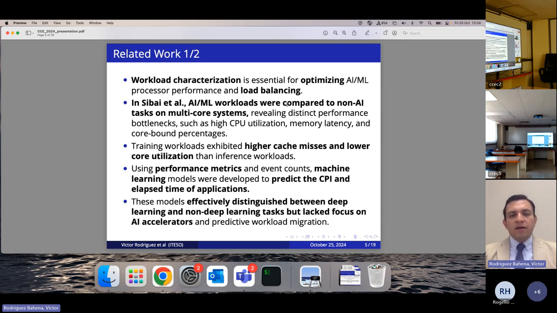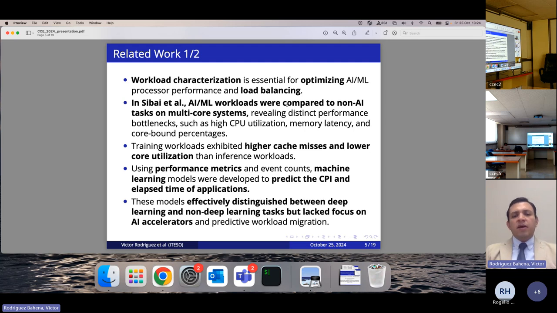For example, Sivai et al. created a study comparing machine learning and non-AI tasks for multi-core systems, and they discovered that, for example, training workloads exhibit higher cache misses and lower core utilization. Using performance metrics and event counts, the machine learning models they created were developed to predict the cycles per instruction before continuing to execute the workload.